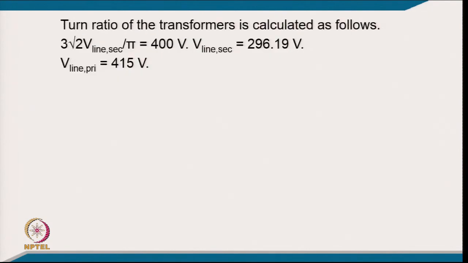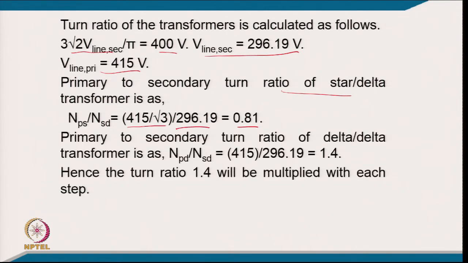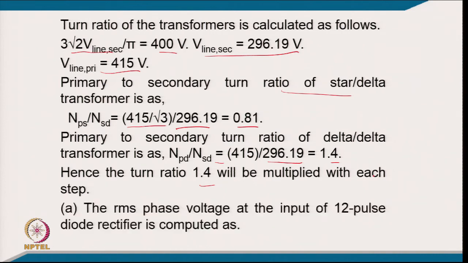So, the turns ratio. Now the turns ratio of the transformer is calculated at typically the voltage we can get. From the 400 volt line voltage we can generate 296.19, and the primary side is 415. So, we can find out the turns ratio of the star delta transformer, root 3 to 0.8, typically 1, and the primary to secondary turns ratio of the delta transformer, typically of the load, we can just calculate from this, comes 1.1, hence the turns ratio 1.4 is to be multiplied with each step.